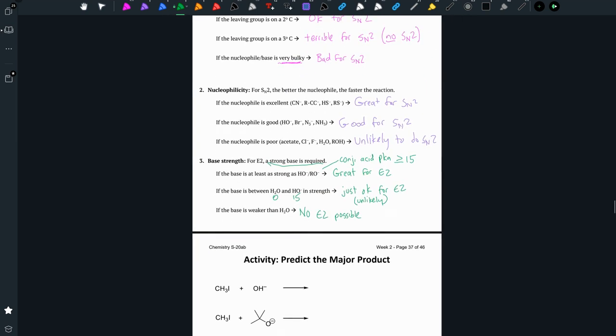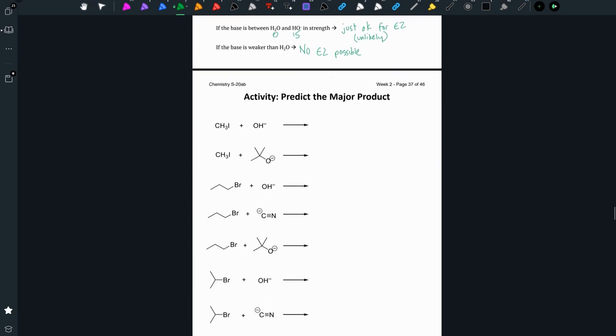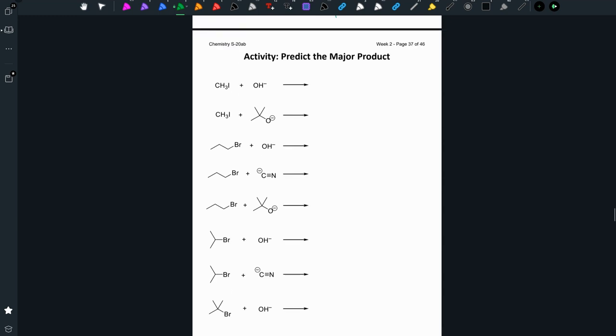All right, so given those factors to consider, let's look at some examples where both SN2 and E2 are possible. What I'd like you to do is pause, take a look at each of these examples, think about what you think the major reaction is going to be, SN2 or E2. Draw your product, and then once you're done with that, come back and watch the next part.